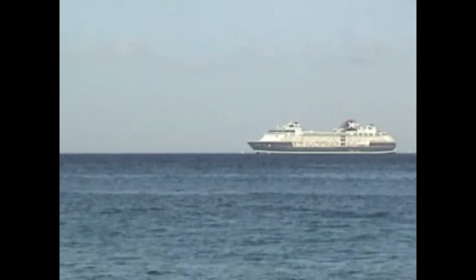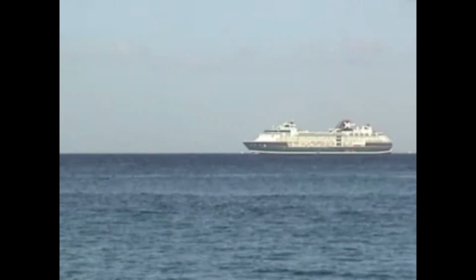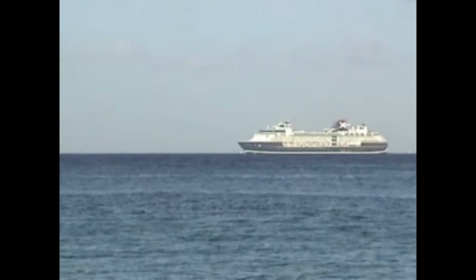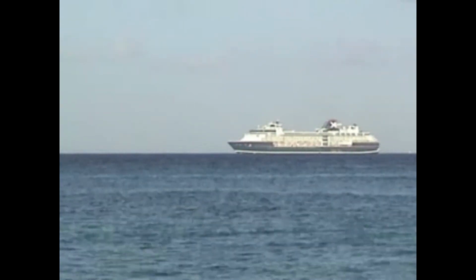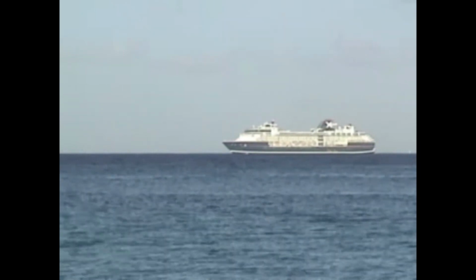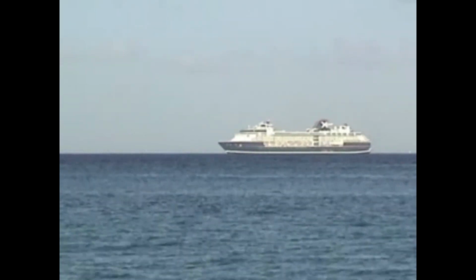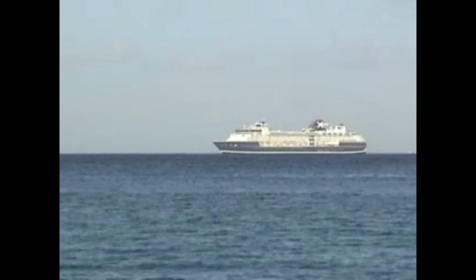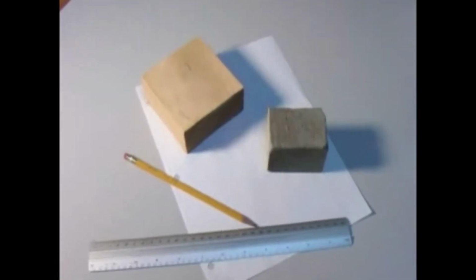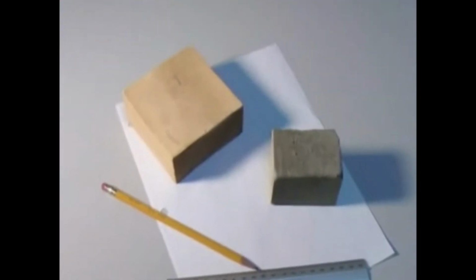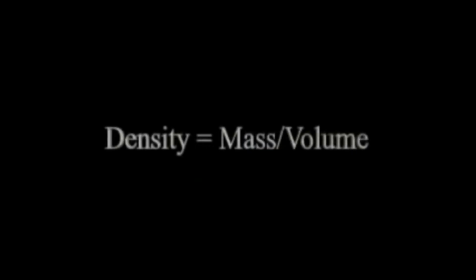These huge ships can weigh over 50,000 tons. Despite this huge weight, cruise ships have no problem floating on the ocean. Whether an object sinks or floats is not determined by its weight, but by its density and the density of the fluid it is immersed in. Density is mass per unit volume. Let's calculate the density of our two blocks and the water they are immersed in. To calculate density, we divide the mass of an object by its volume.